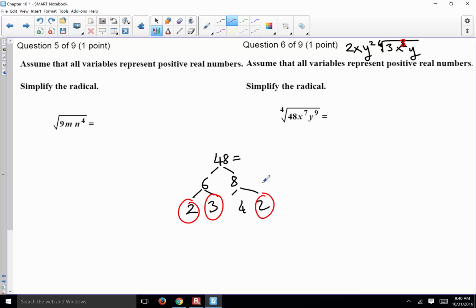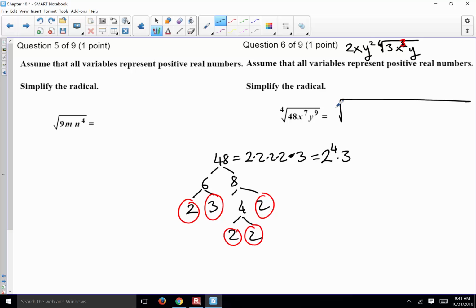2 is locked, but 4 continues. 4 is another pair of 2's. Wow, okay. So this is quadruple 2's, 1, 2, 3, 4 2's, and a single 3. So that's 2 to the 4th and 3. 2 to the 4th, 3, x to the 7th, y to the 9th. Okay?